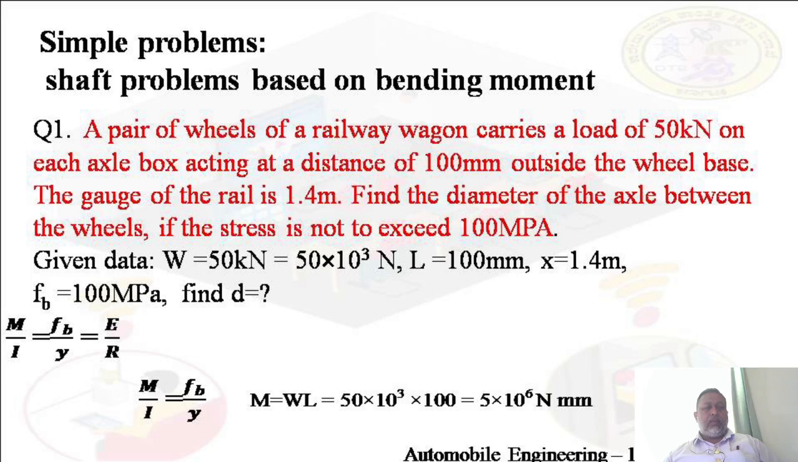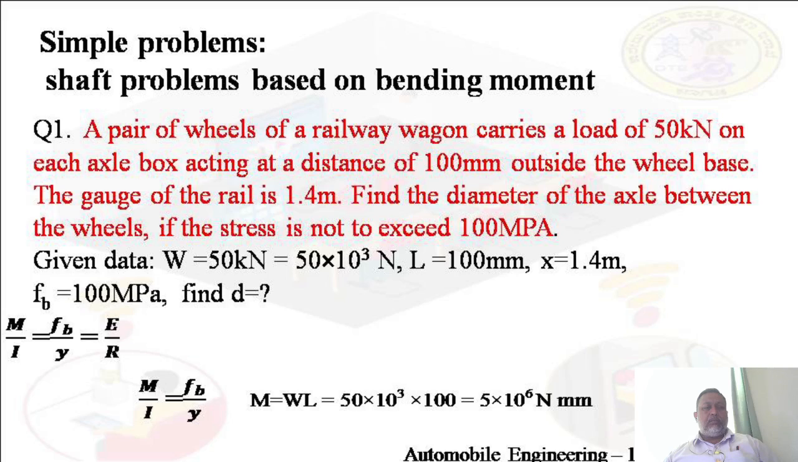Here we have to take only two fractions. Here three parts of fractions are there. M by I is one fraction, FB by Y is another fraction, and E by R is a third fraction. Here we have to take two fractions, M by I is equal to FB by Y, because bending is given, and with the help of the inertia and bending moment we can get the diameter, that is the dimension.